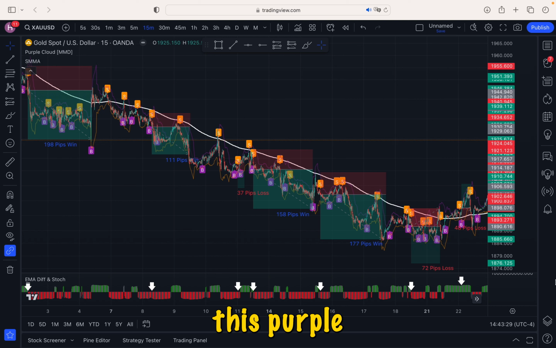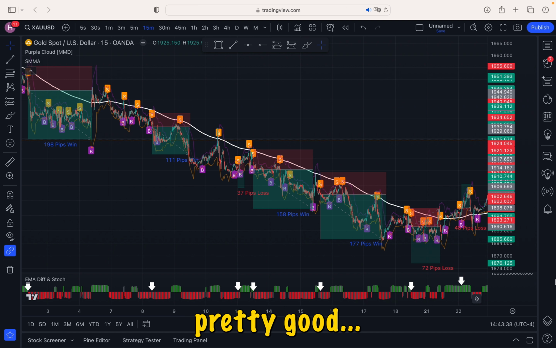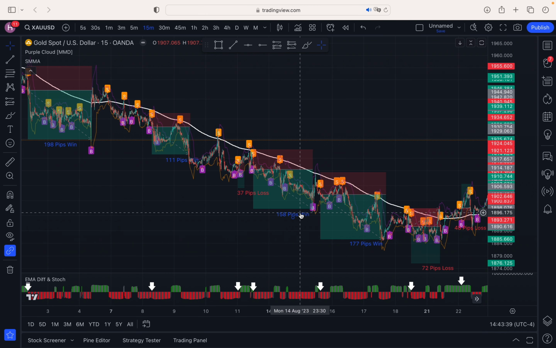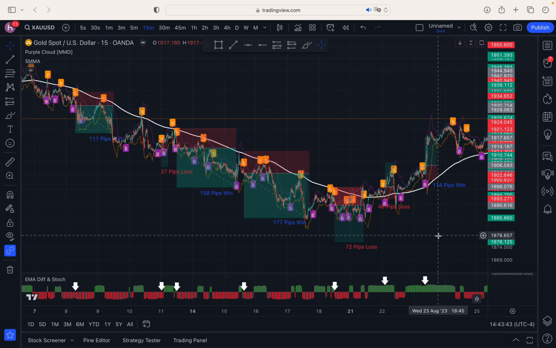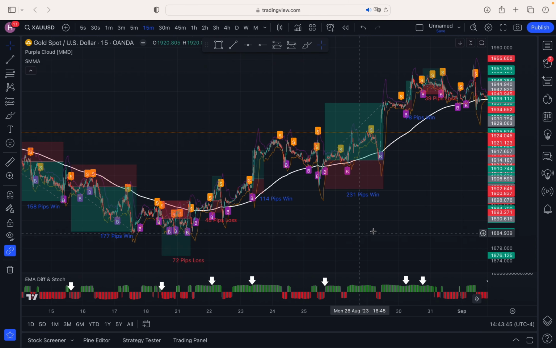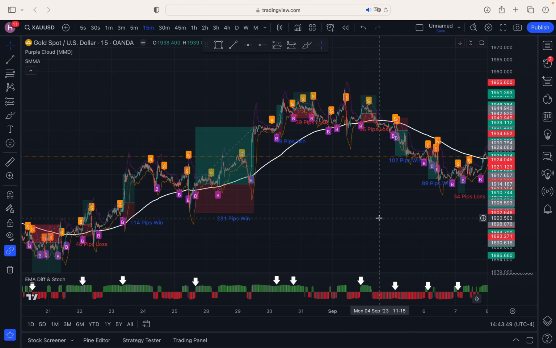I tested this purple cloud indicator strategy and it gave a win rate of 60% whilst having a risk to reward ratio of 1 to 2. So the results are pretty good. Hey, that's pretty good. If we take a look here, we can see wins. We got a few small losses, but the main thing is the losses are a lot smaller than the wins. So this is definitely a winning strategy to test out.